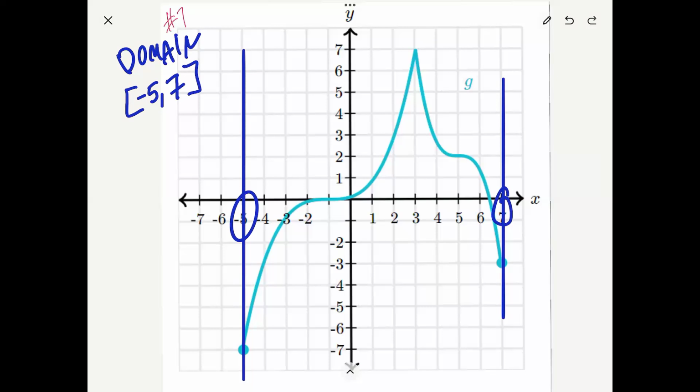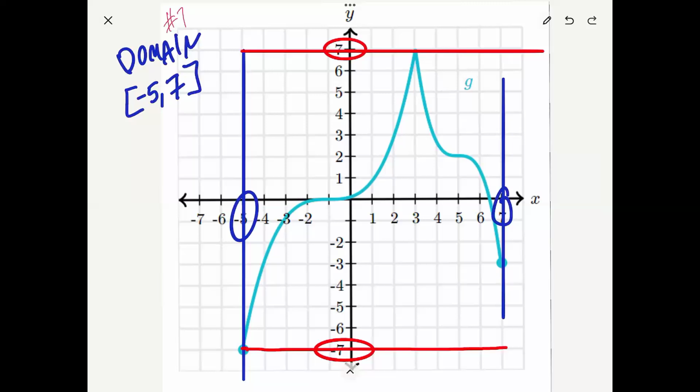Now, I'm going to do the range. I'm going to do the same thing. I'm going to go down to the bottom of the graph, and I'm going to draw a horizontal line, and then I'm going to go up to the tip top of the graph, and I'm going to draw a horizontal line. So the output starts at a -7, and it goes all the way to a +7. So I would say the range, and you always start from the bottom and you go to the top, is -7 to +7. We're going to put these in brackets. Now, I'll explain the difference between the bracket and parentheses a little later.